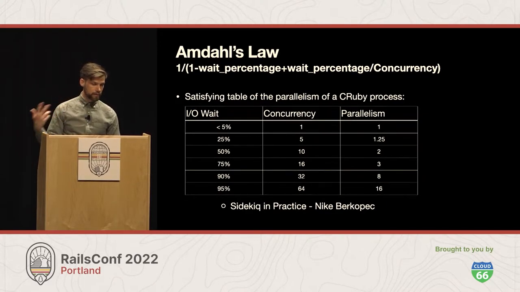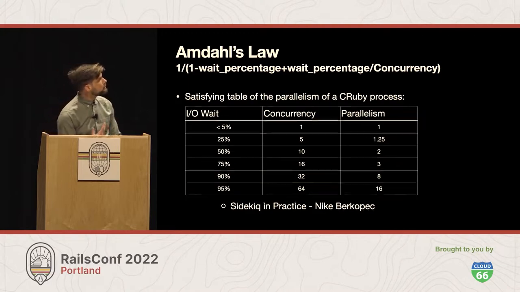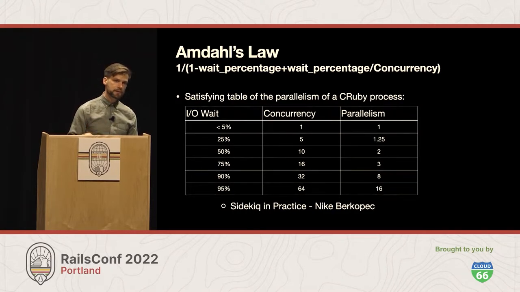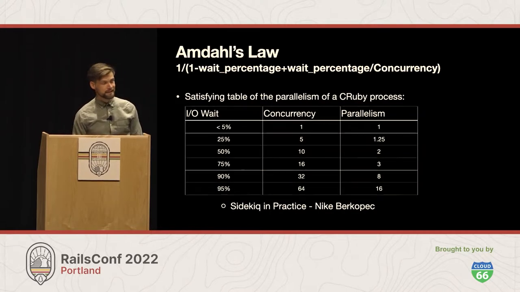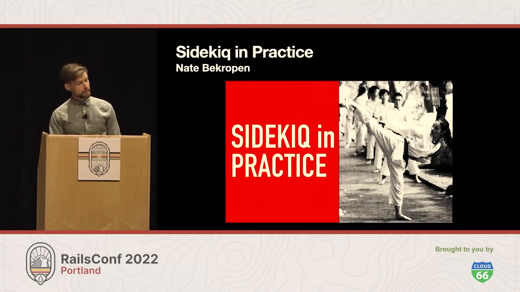So thinking back to the charts that we were looking at, increasing concurrency, when you have a high I/O wait percentage, so the percentage of time that your request or job is waiting on something, it could be a web application request that's waiting on a long database query or doing something else that's not in Ruby, then you could turn up the concurrency. Just going to pause here, get the book.